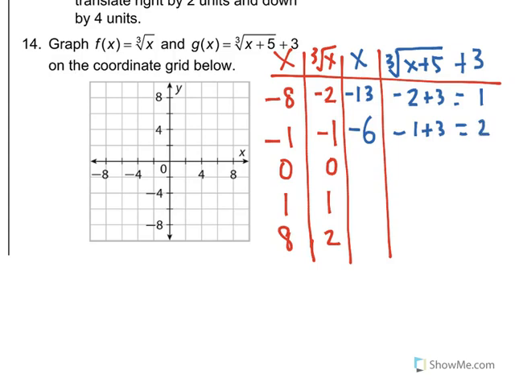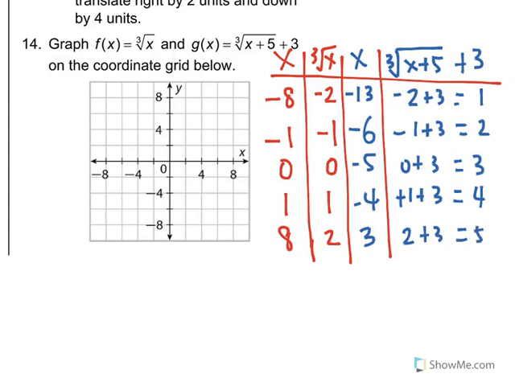Next, we want a 0 inside, so that will be -5, and the cube root of 0 is 0, plus 3, that will be 3. Next, we want it to be 1, so it will be -4. So -4 will give us -1. Cube root of -1 is -1, plus 3 will be 2. Sorry, actually, that will be a positive 1. And so that 1 plus 3 will be 4. Next, we want it to be 8. So x equals 3 will make it cube root of 8, which is 2, plus 3 is 5.